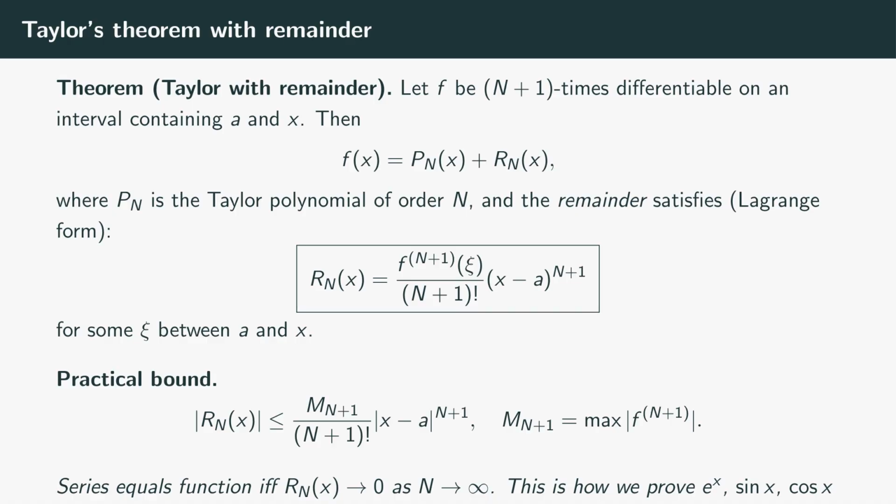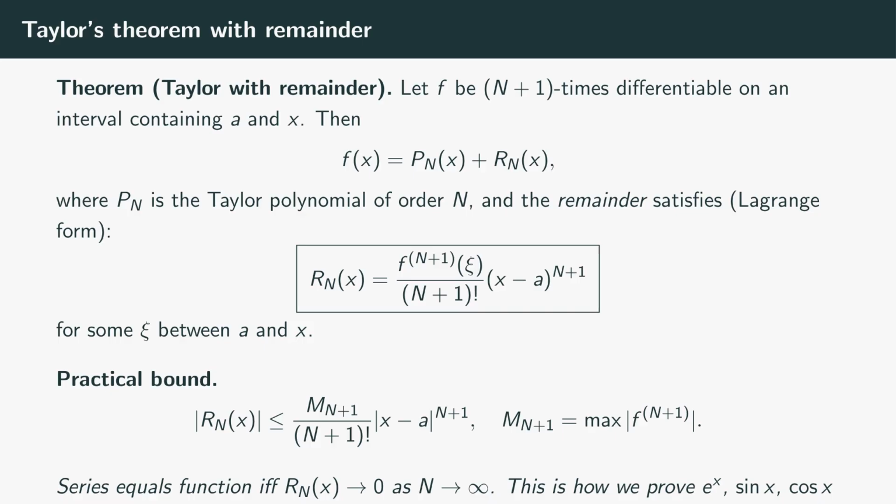In practice, you use the bound. Take m sub n plus 1 to be the maximum of the absolute value of the n plus first derivative of f on the interval. Then the absolute value of r sub n of x is at most m sub n plus 1 over the quantity n plus 1 factorial times the absolute value of x minus a to the n plus 1. Why does this matter? The series equals the function exactly when the remainder goes to 0 as n approaches infinity. Symbolically, f of x equals the sum of the nth derivative of f at a over n factorial times the quantity x minus a to the n if and only if r sub n of x approaches 0.